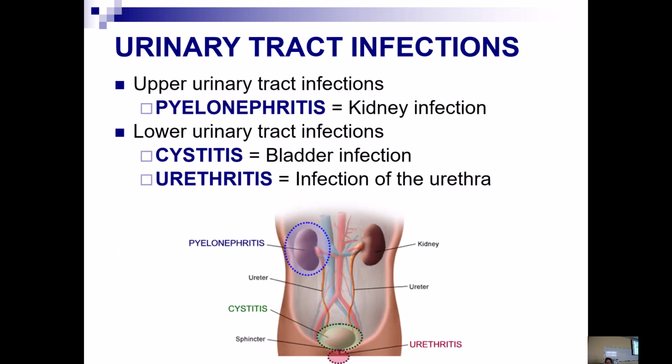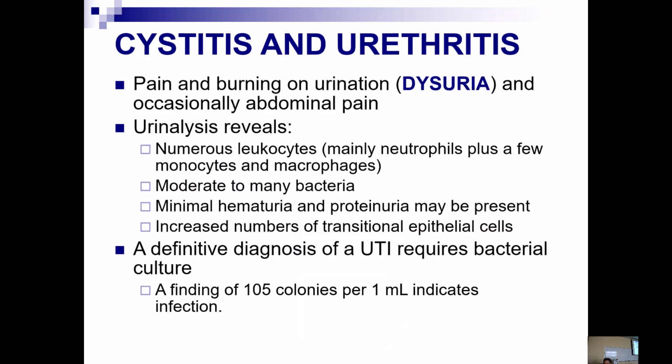So urinary tract infections, again, we talked about this earlier in this lecture. We're going to talk about it a little bit more now. Upper urinary tract infections, pyelonephritis, that's going to be your kidney infection, versus your lower urinary tract infections, which is your cystitis and your urethritis. Cystitis is a bladder infection, urethritis an infection of the urethra.